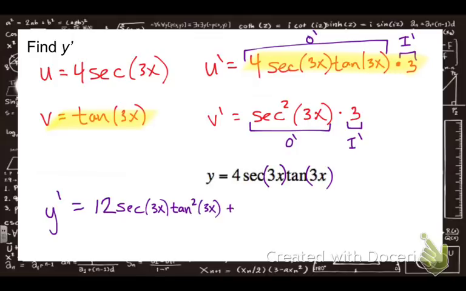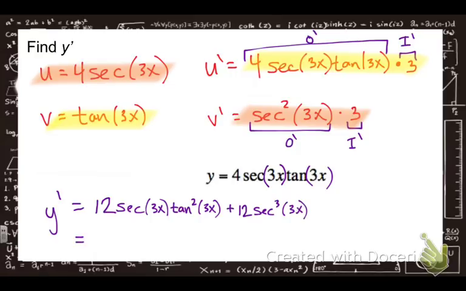Product rule says to add these two things together, so we're going to do plus, and then what I highlighted in orange, the derivative of the second times the first. So again, if we look closely, we have a 4 here and a 3 here, that would be 12. We have secant of 3x here, and we have secant squared of 3x here. Since this is the same, we can say that this is secant cubed. Secant cubed of 3x.